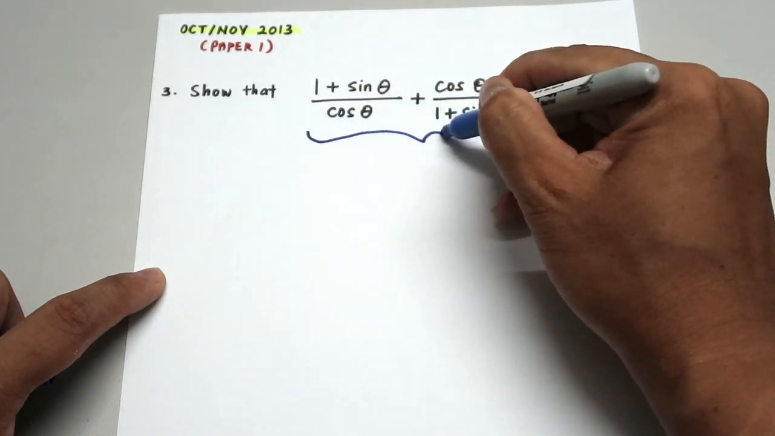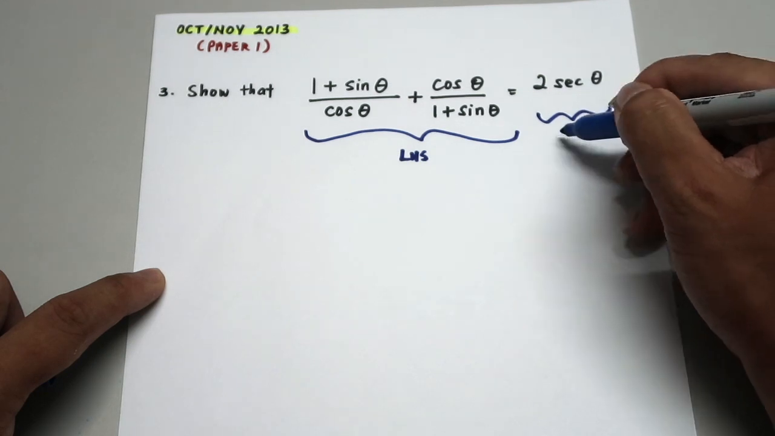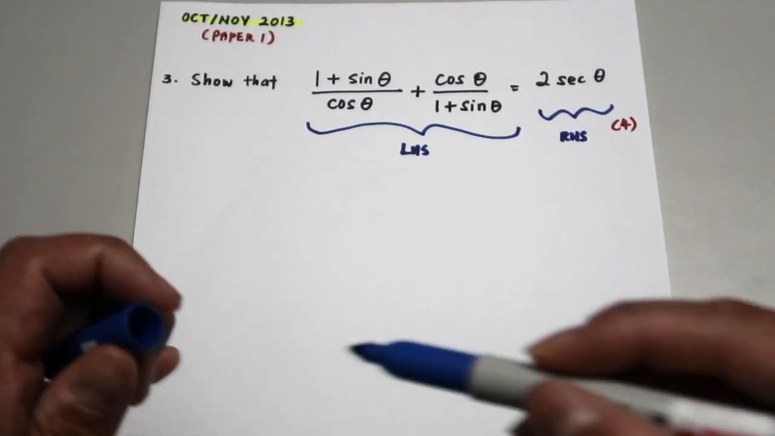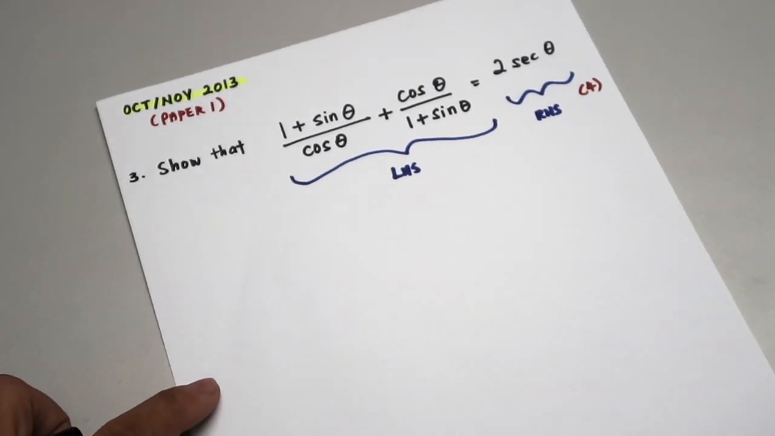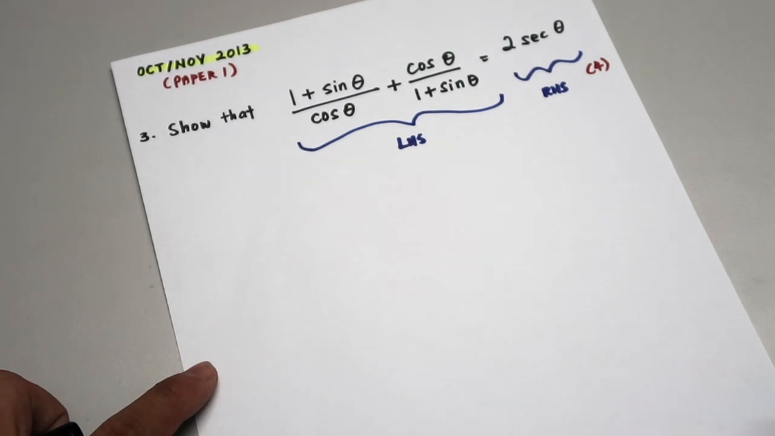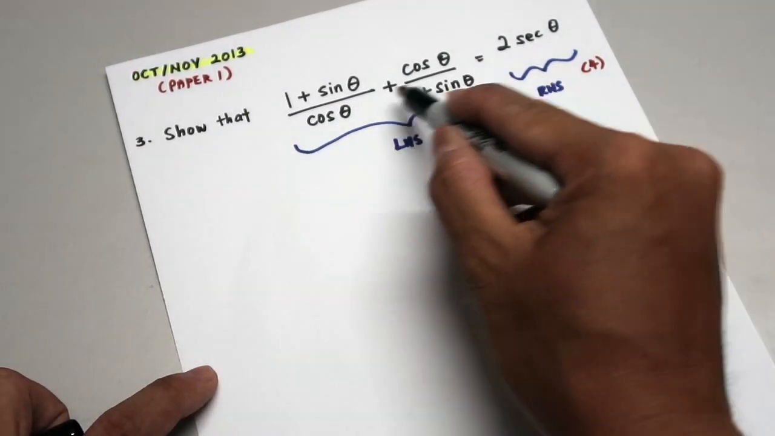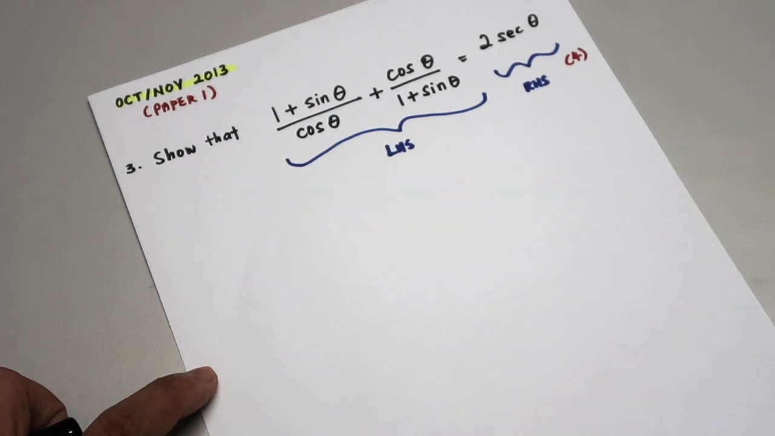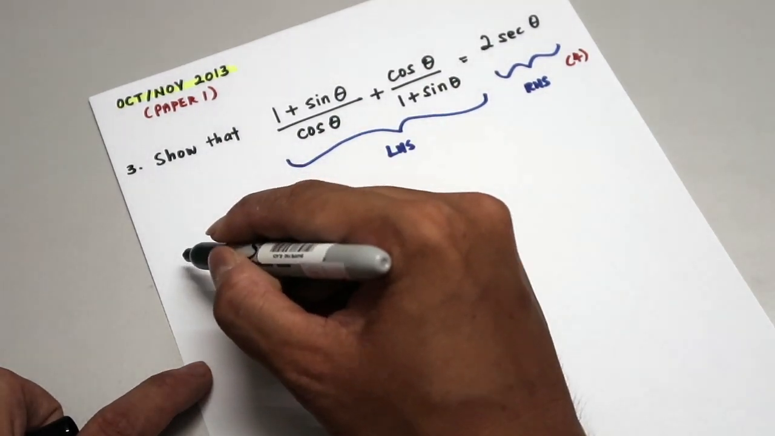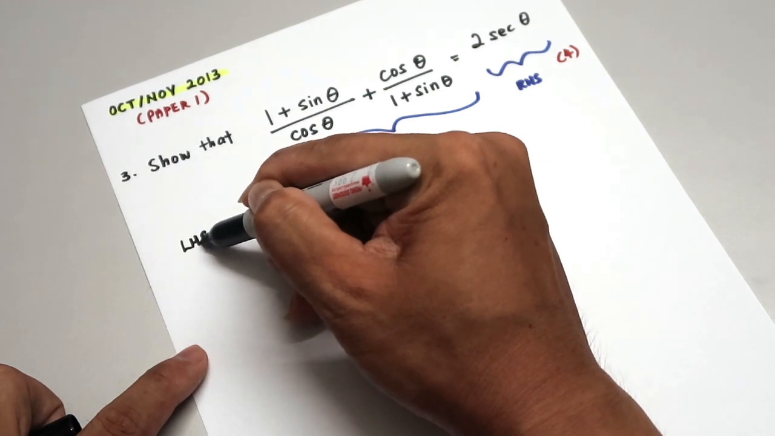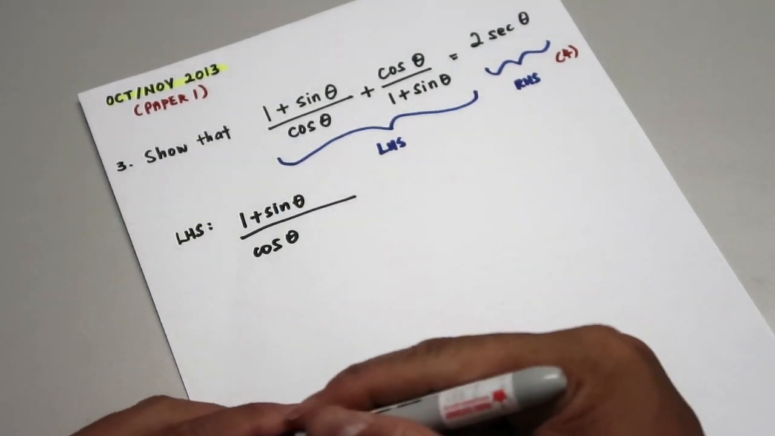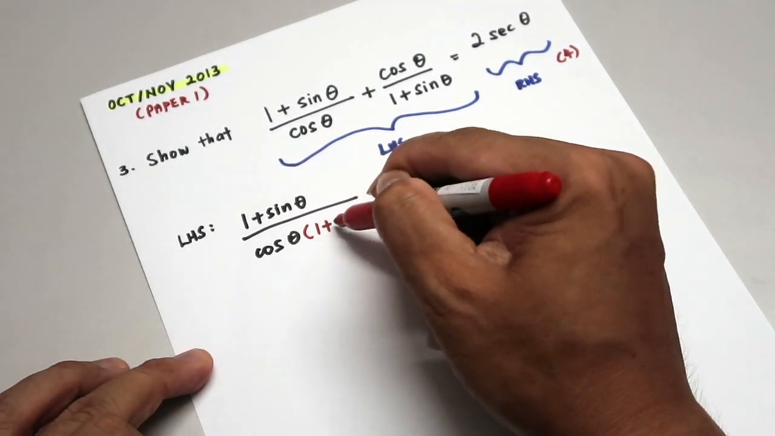So we know that this is our left, and we will start from the left, and we must eventually arrive at a conclusion of 2 secant theta. We have a lot more to work from the left hand side, so let's get started. As mentioned earlier, it's quite famous, this kind of question, which is given 2 separate fractions, so we have to combine them. And by combining them, it means that we have to equate the denominators. So on the left hand side, we have to multiply the top and the bottom with 1 plus sine theta.